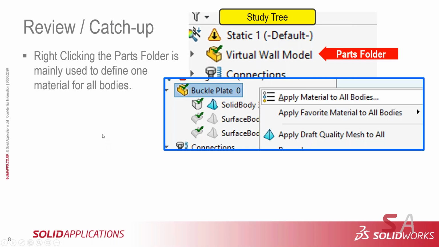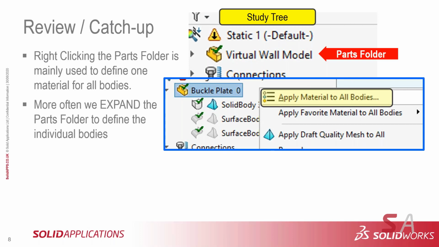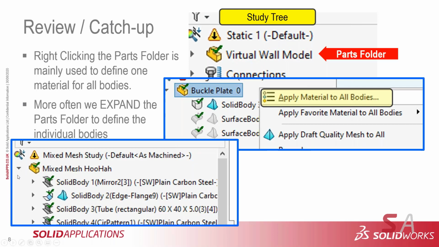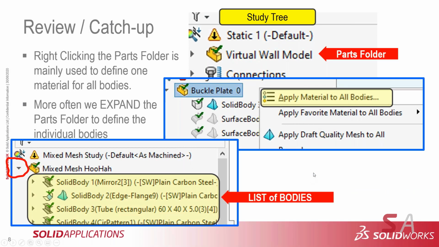Typically, if you right-click the parts folder, you're only going to have a couple of options that really are useful. One is going to be applying materials to all bodies. One is going to be applying a favorite material. So more often, what we'll do is we'll simply expand it, and that's going to be found over here where the little drop-down arrow is, and that will turn the entire parts folder open. It will expose all the parts in that list to you. So that's really what I work with most of the time in the parts folder.